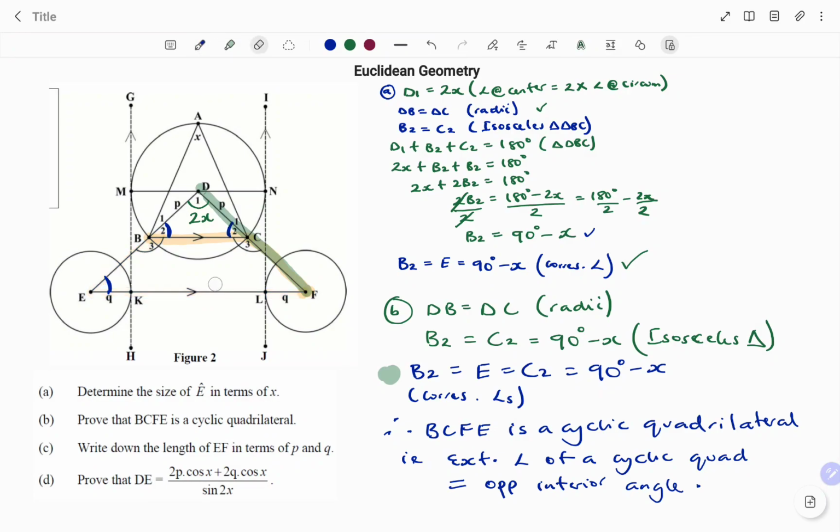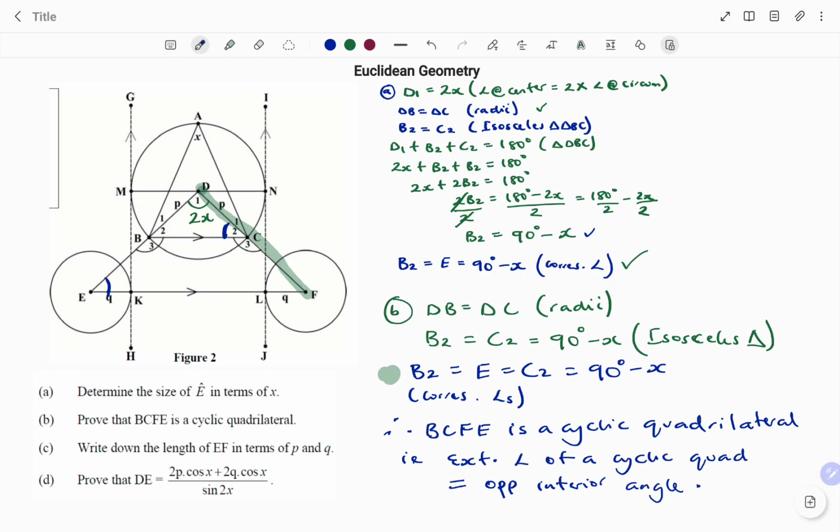I'm going to clean all this so you can see where the proof comes in. The straight line DCF is given such that the angle C2 is equal to angle E, which is the interior opposite angle of the external angle C2.